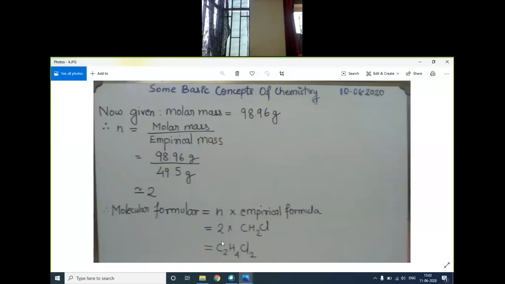You can recheck the answer also. You just calculate the molecular mass of C2H4Cl2. If it comes to 98.96 gram, then your problem solving is correct. If you get the molecular formula, you have to calculate the mass of that molecular formula. That will be the molecular mass. That mass should match the molar mass of the compound. Then your solution will be correct.